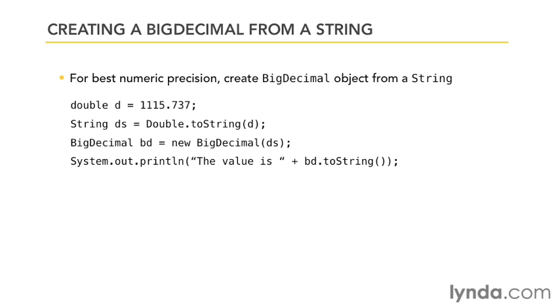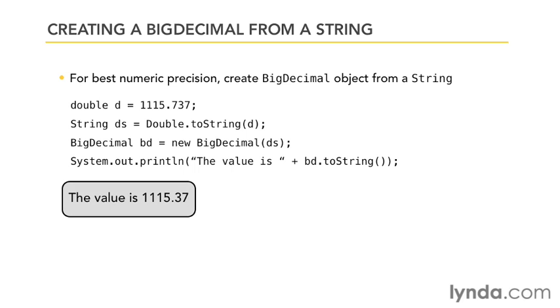So the second line of code uses the Double class's toString method and converts to a value called ds, data typed as a string. Now I construct the instance of BigDecimal based on the string, and then output the value, and now I get what I expect. We'll talk more about the BigDecimal class in a later video in the series.